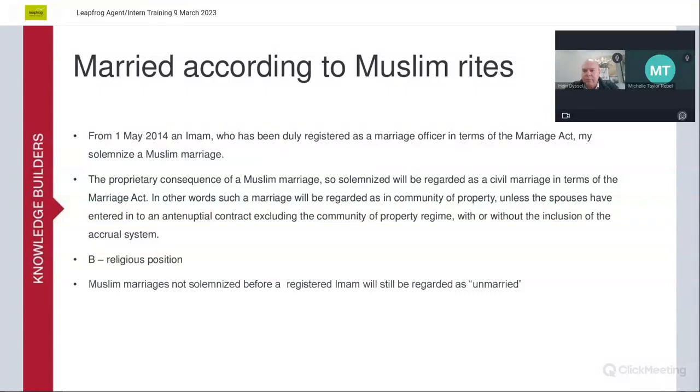Hi, and there's just a question here. It says, what if a Christian marriage is married in a church, but the minister is not a registered marriage officer?